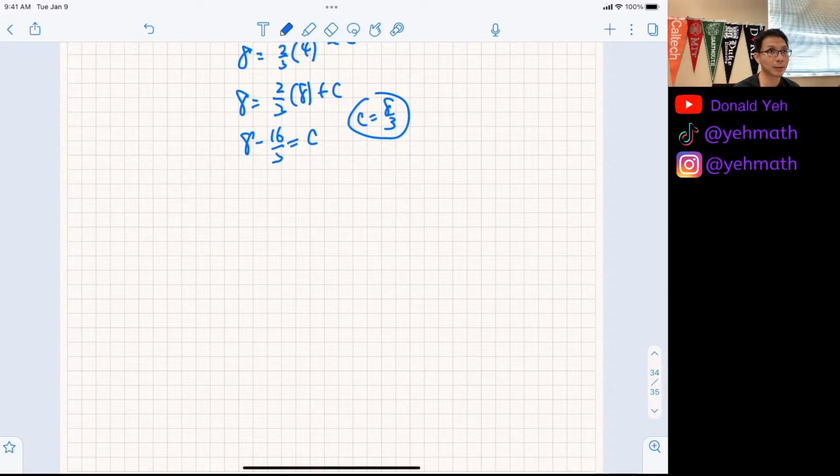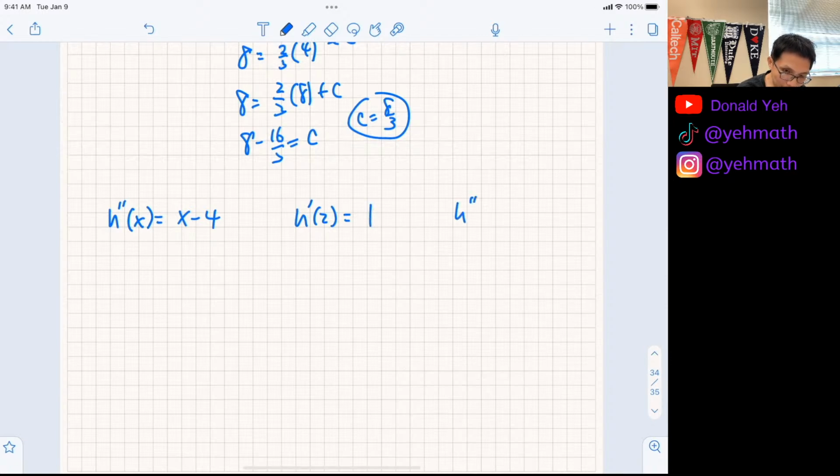What I'm trying to say is, if you have h double prime of x equal to x minus 4, like this, and it also says h prime of 2 is equal to 1, and h of 2 is equal to 4, it's possible for me to find h of x, which is the original function.